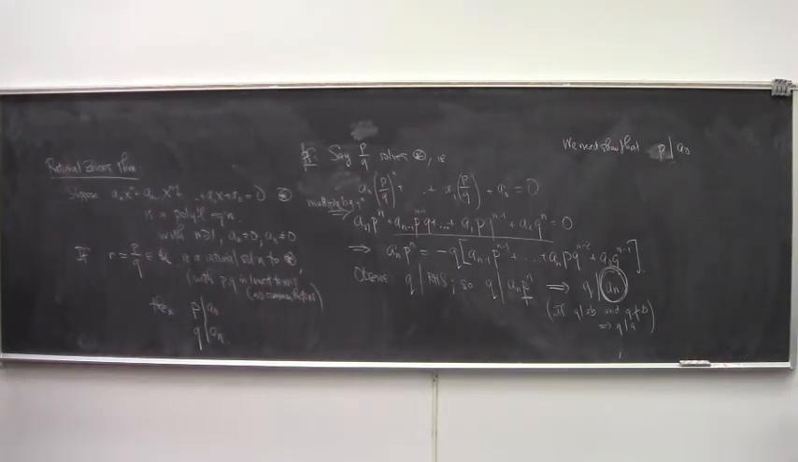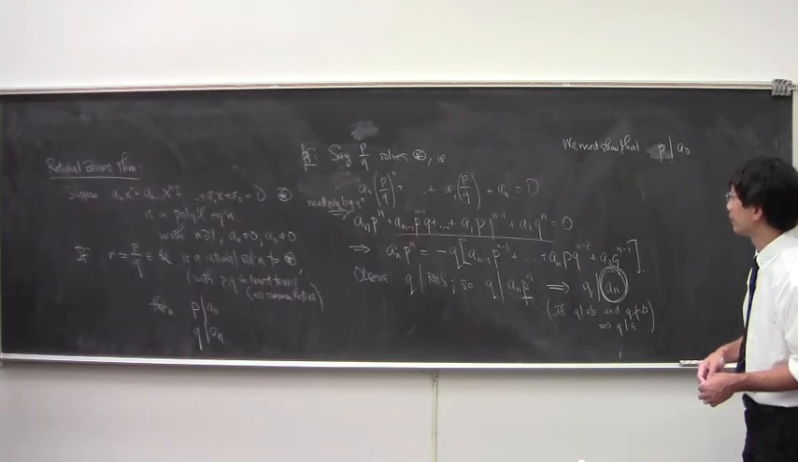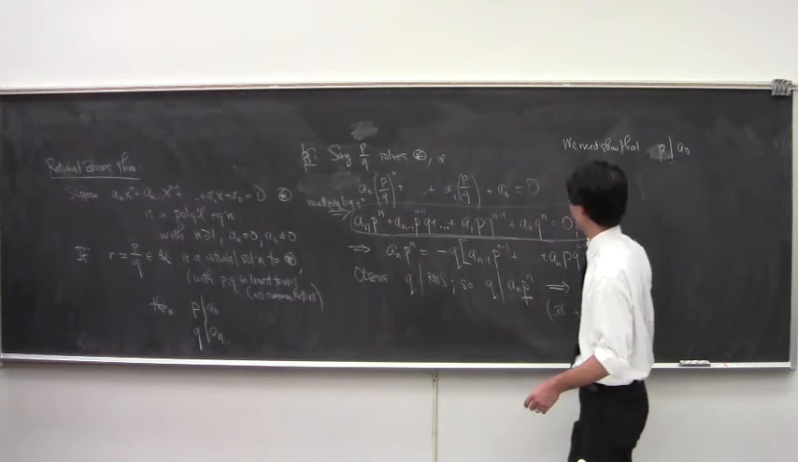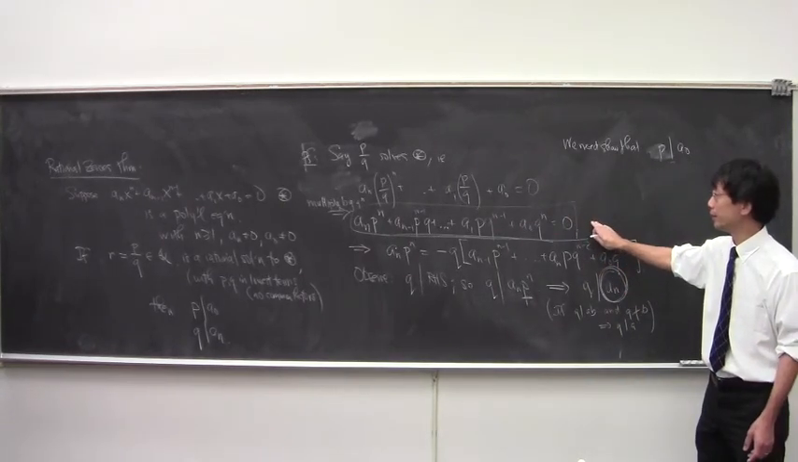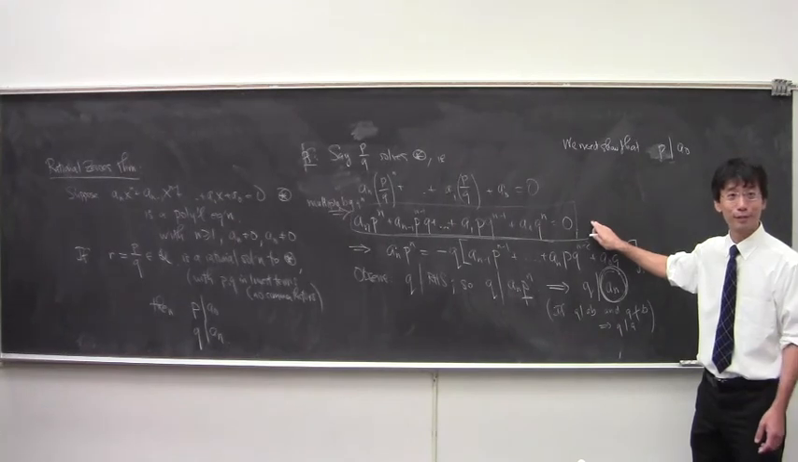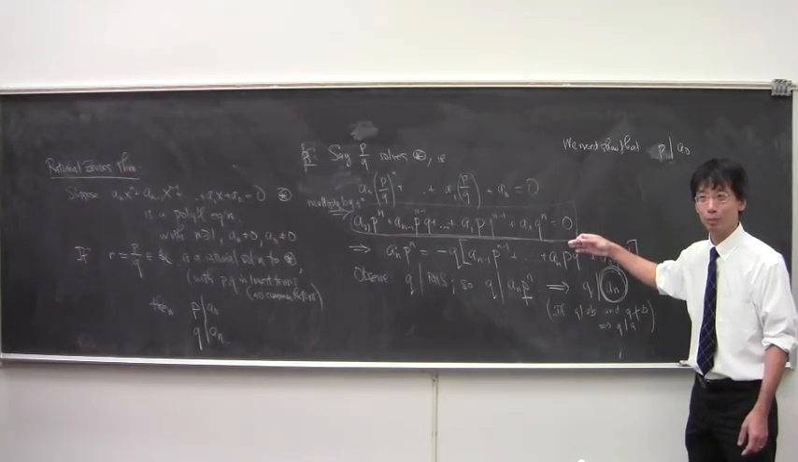So how do you think we're going to do it? You've read the book. Somebody should be able to tell me. You multiply by q to the n. So multiply again by q to the n, and we get this again. And then what do you do with that? Exactly the same thing as before.